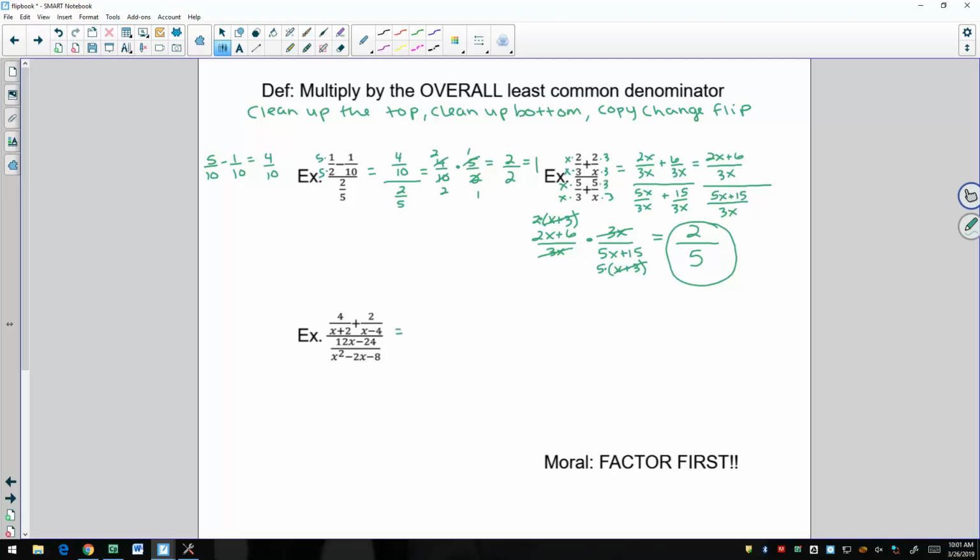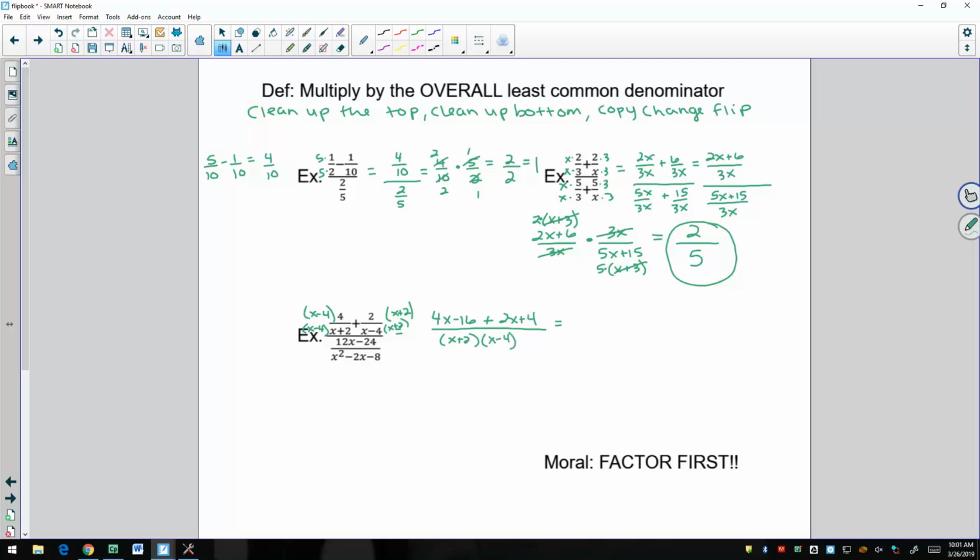So we are going to focus just on the top. The common denominator is going to be x plus 2 times x minus 4. So I have to multiply this side by x minus 4, top and bottom, and this side by x plus 2, top and bottom. So on the top, I'm going to get 4x minus 16 plus 2x plus 4 all over my common denominator, x plus 2 and x minus 4.